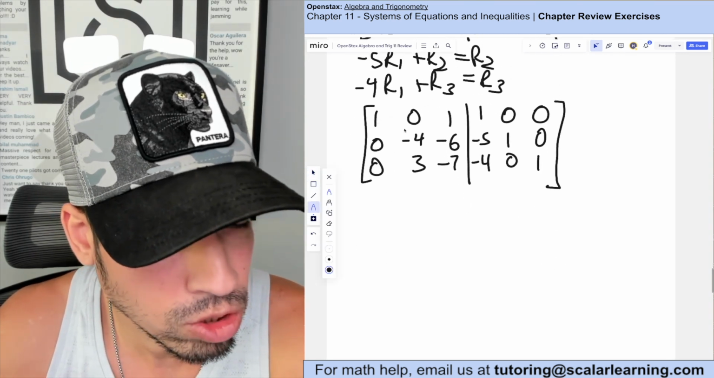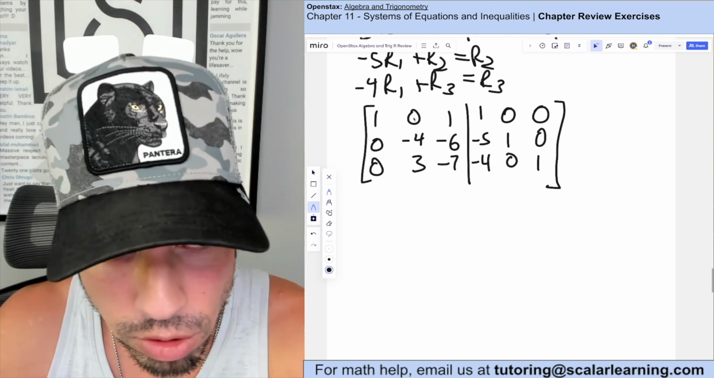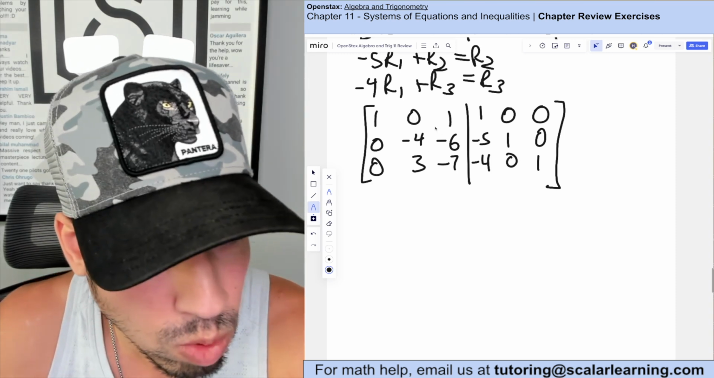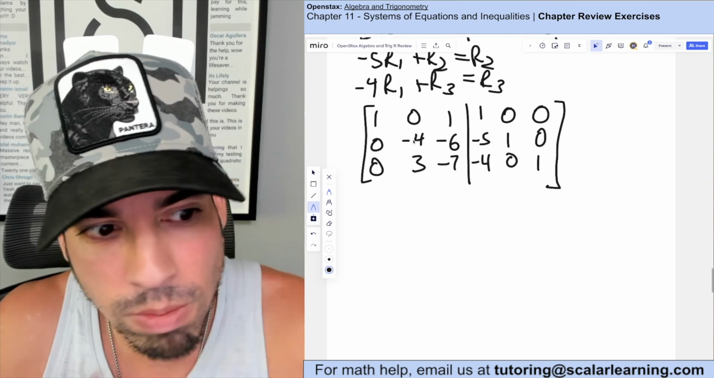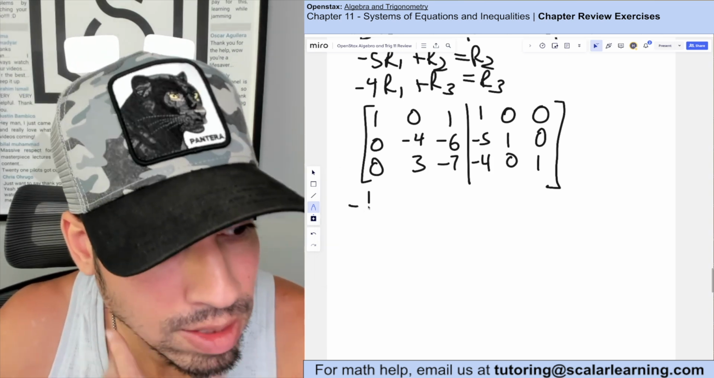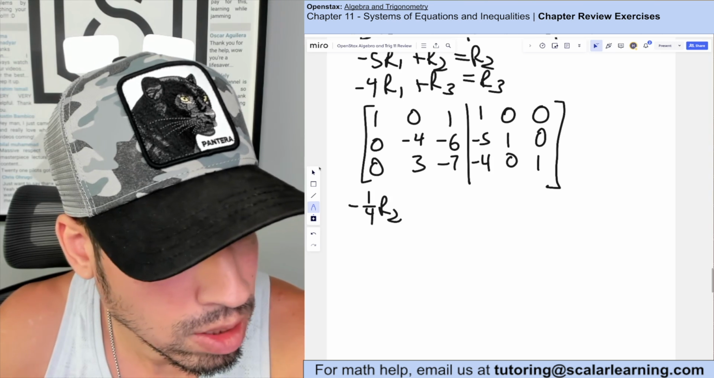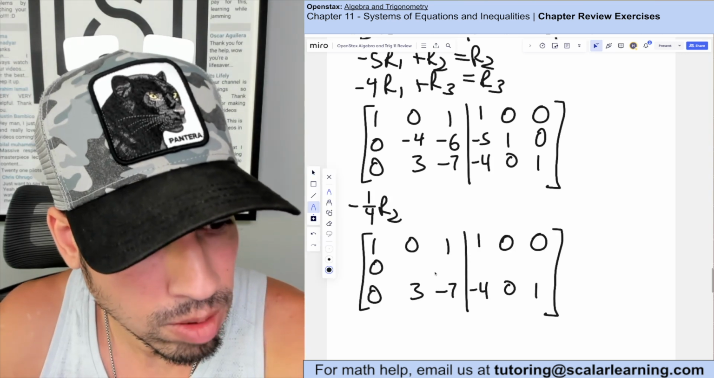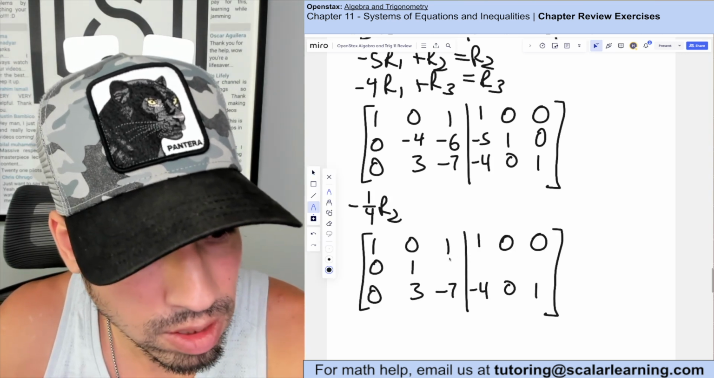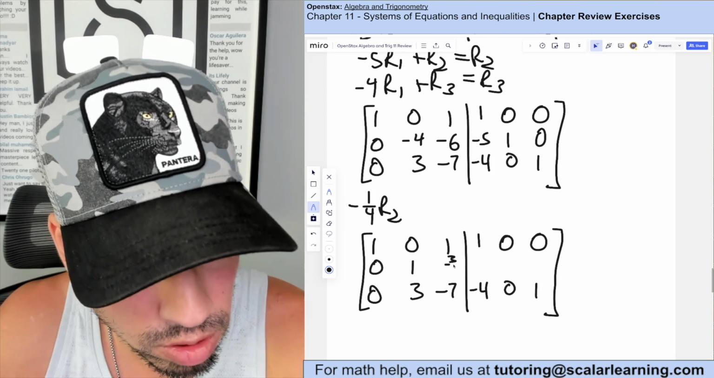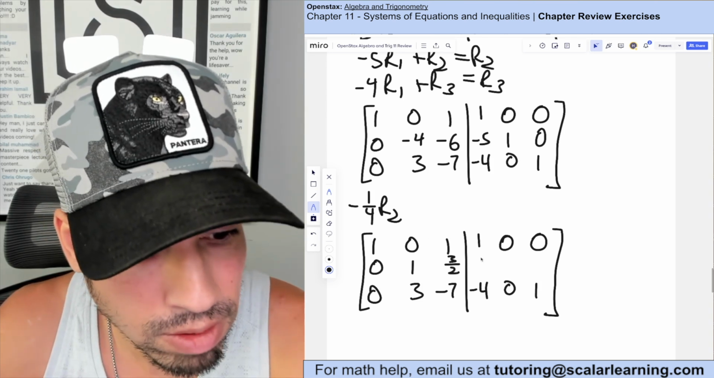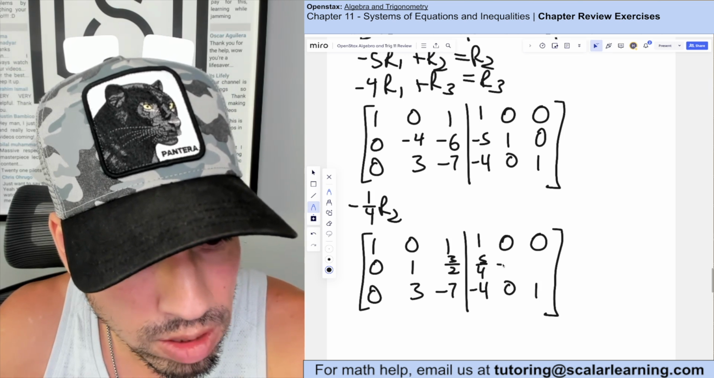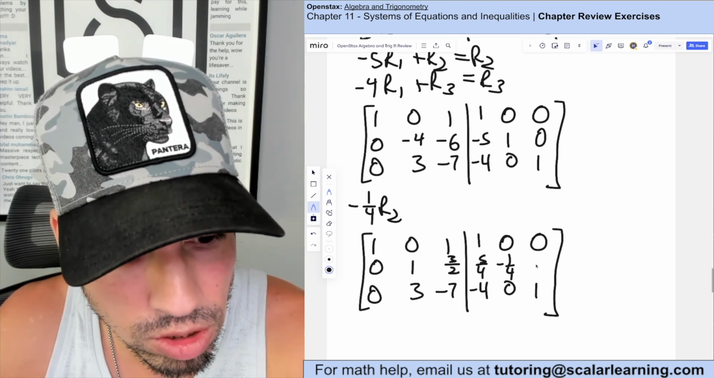We got the 1, 0, 0. Now we need 0, which is already done for us, which is amazing, but I need to flip that to a 1. So to do that, I'm going to multiply row 2 by negative 1/4. Let's write that out. So we got that times 0 is 0, times negative 4 is 1, times negative 6 is 6 over 4, which reduces to 3 over 2. Then times negative 5 is 5 over 4, times 1 is negative 1/4, and then times 0 is 0.